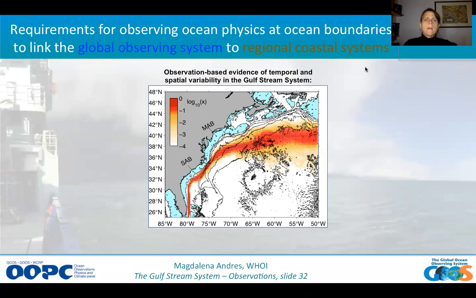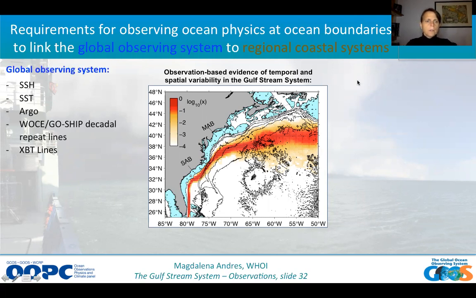So as we think about the requirements for observing ocean physics at ocean boundaries, a good place to start is to think about the global observing system. The global observing system includes sea surface height measurements from satellite altimetry, sea surface temperature measurements from satellites, and measurements of temperature and salinity profiles from Argo floats. There are full water column repeat lines from the WOCE program and now the GO-SHIP program in the region. And then there are repeat XBT lines, which tell us about the temperature profiles in the upper ocean.